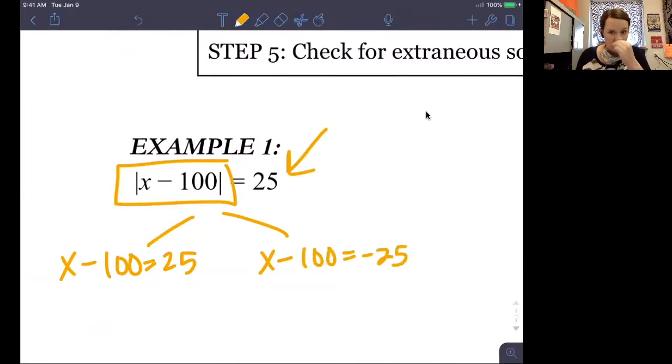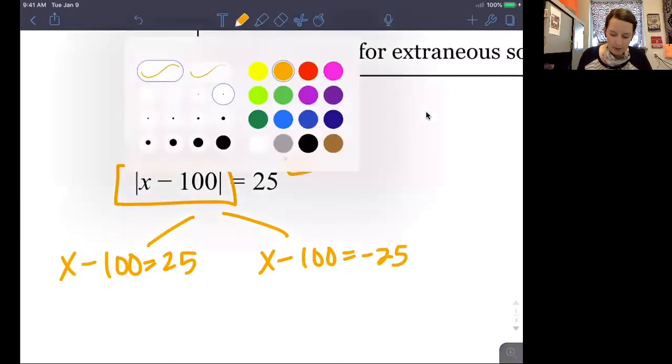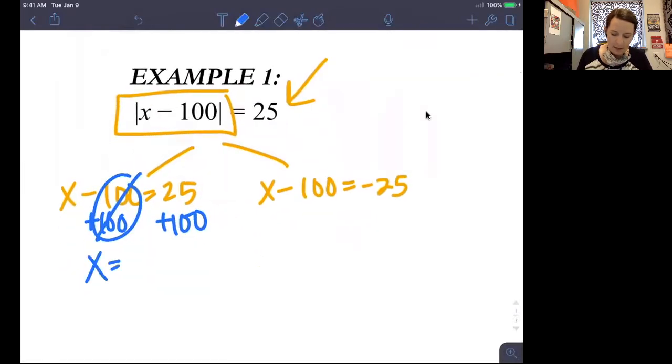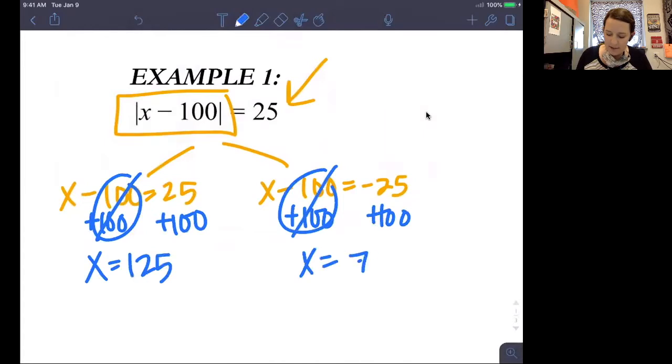Okay, it's at this point that our absolute value symbol goes away because we no longer need it to equal a positive value. We have our two cases. We're evaluating each scenario that could possibly be inside that absolute value. We're going to solve each of these separately. So I'm going to come over here and add the 100 to get x by itself. So this zeroes out, and I find out that x equals 125. And then I'm going to do the same exact thing over here on the other case. Zeroes out, and we find out that x equals 75.